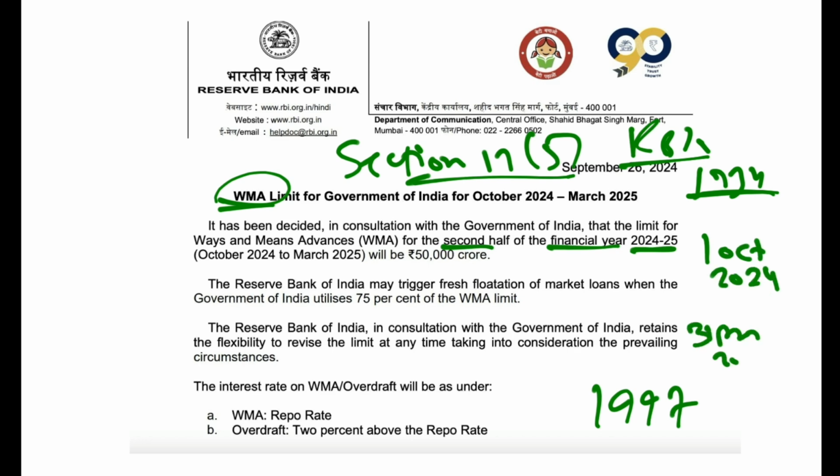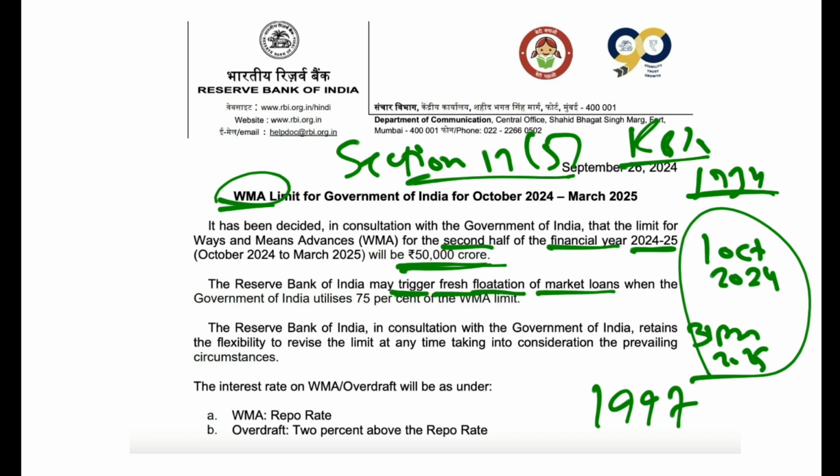to 31st March 2025, these 6 months period, how much is the amount that RBI can give as a loan? So that amount is 50,000 crore. Is that clear? And RBI can increase this amount. RBI can trigger fresh flotation of the market loans when the government of India utilizes 75% of the WMA limit.